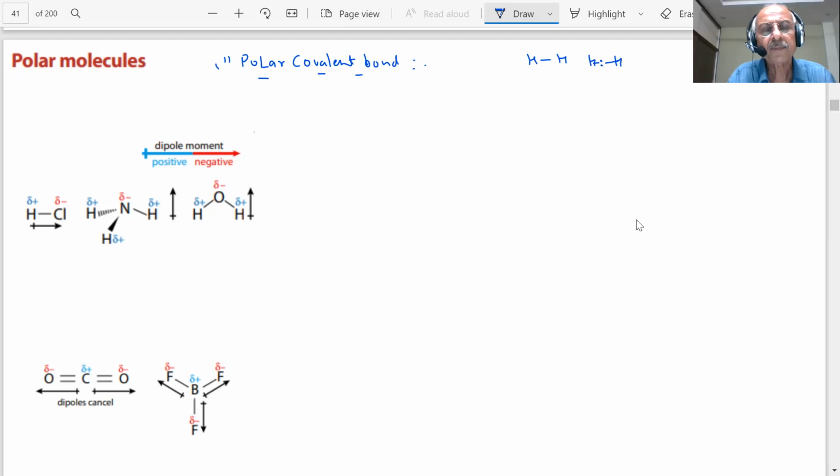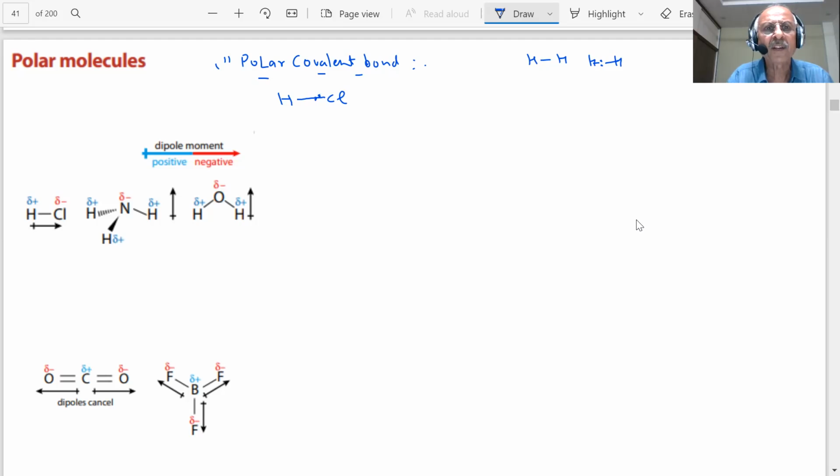For example, if I have hydrogen and I have Cl, tell me which is more electronegative, hydrogen or chlorine? You know the electronegativity of chlorine, students. Hydrogen is less electronegative, chlorine is more electronegative. You already know about that. So the result will be that this electron pair is attracted more towards the Cl.